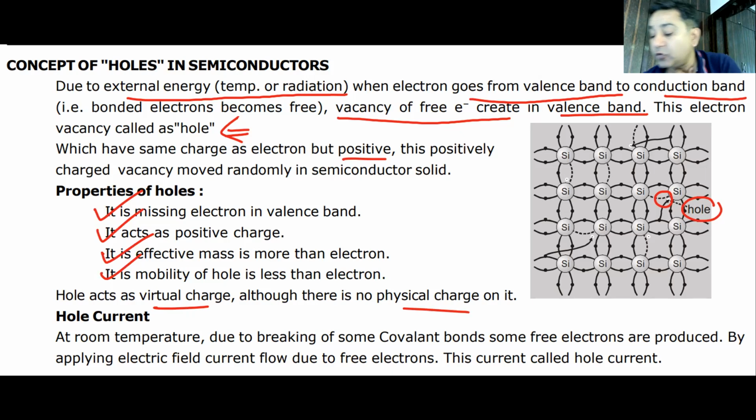Those are the properties of a hole, and then we have hole current. What is hole current? Same thing. When you heat something up, covalent bonds are broken and electrons will jump into the conduction band. If you apply an electric field, these electrons will move. That current is known as hole current. Do we understand this? Yes, sir. One minute, please note it down. Okay, sir. You have to note down the properties of hole and what is hole current.